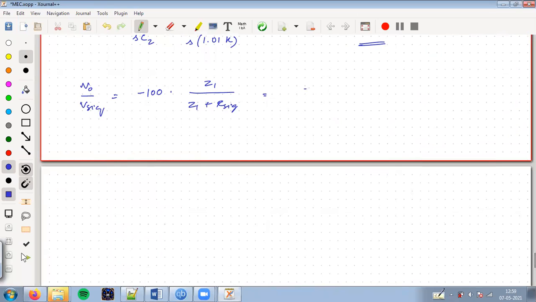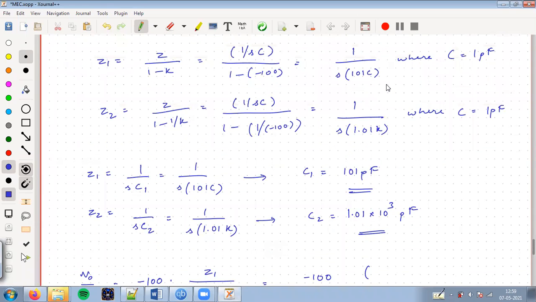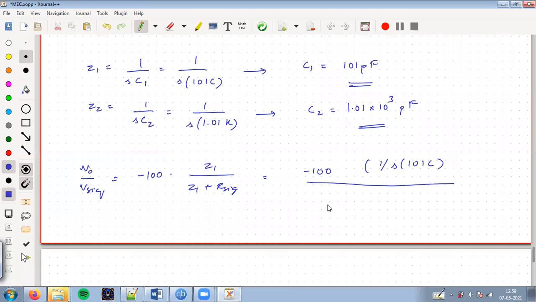I will write it as minus 100 into Z1. Remember, I can't write Z1 as 101 picofarad. It is wrong. I have to write Z1 as 1 divided by C into 101C, divided by 1 divided by S into 101C plus R signal. R signal is 10 kilo ohms.